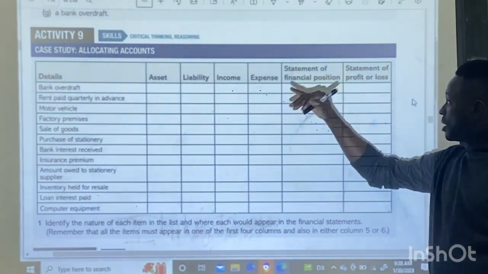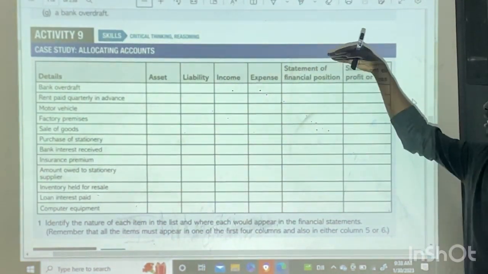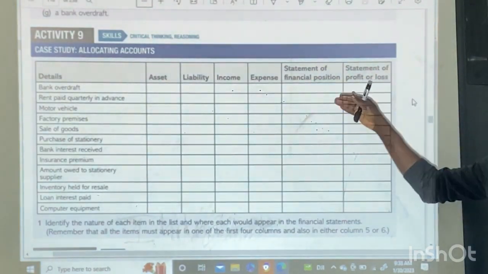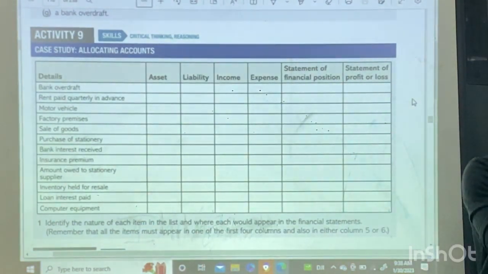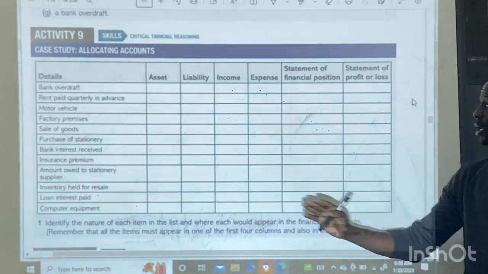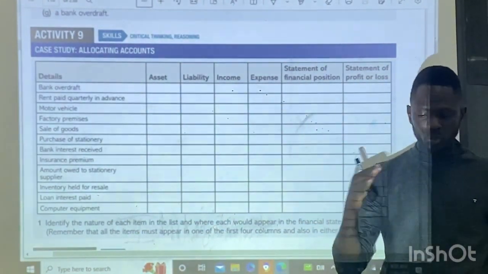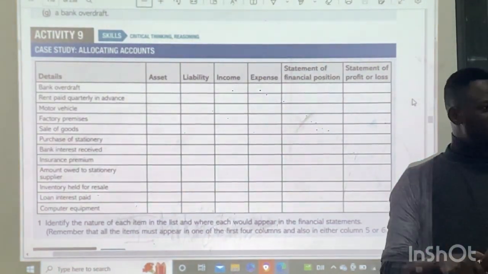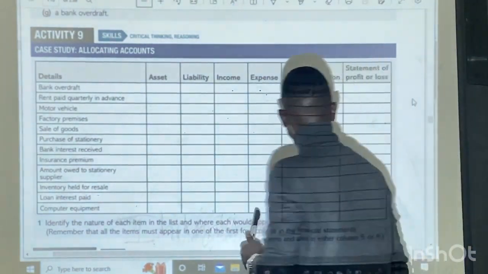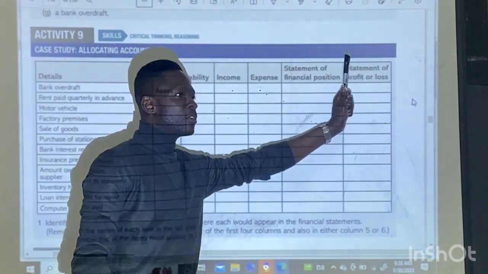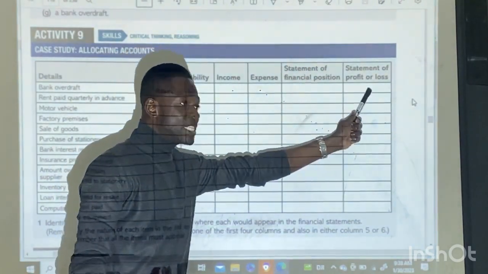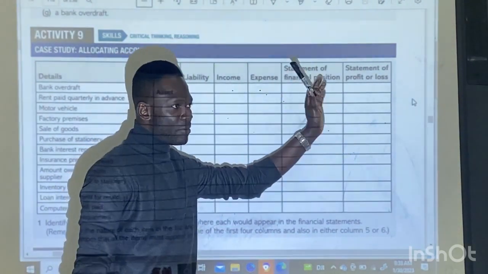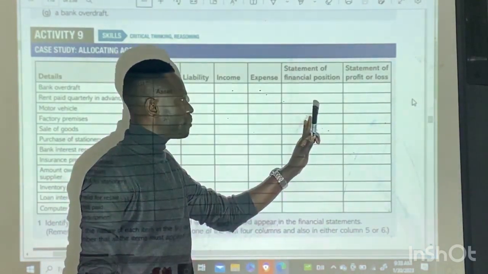Assets, liability, income, and expense, then is it going to be statement of financial position or statement of profit or loss? Note, for statement of financial position, we talked about the assets, the liability, and the capital of the business. And for the statement of profit or loss, we're talking about the income and expenses of the business. For statement of profit and loss, we have our gross profit and the net profit. Here, we're going to have our capital. The profits here will be added to the capital we have here to get our statement of financial position.